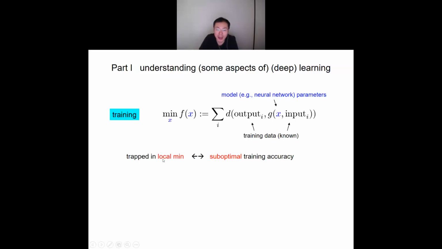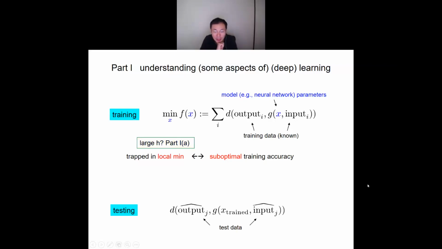And this is actually bad, because that means that you actually have a better X that gives you a much better match with the output label, but you can't get there. So you actually get suboptimal training accuracy. In part 1a, I will argue that if you use a large learning rate, then you can actually escape the local minimum, and therefore be able to actually solve this problem partially. But that's not the end of the story.